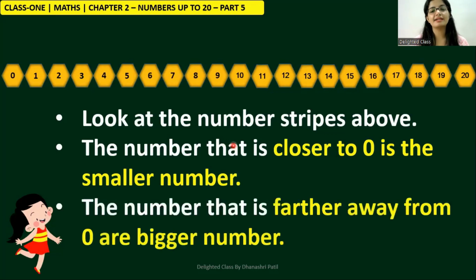And the number that are very farther away from 0 are bigger number. If we consider this number 15, okay, तो ये 15 bigger number है. लेकिन अगर मैंने बोला 1, तो 1 ये स्मॉल नंबर है. क्यों? क्योंकि ये 0 के पास आ रहा है और 15 बहुत दूर है ना, 20 उससे भी ज्यादा दूर है, तो वो बिगर नंबर हो जाएगा.